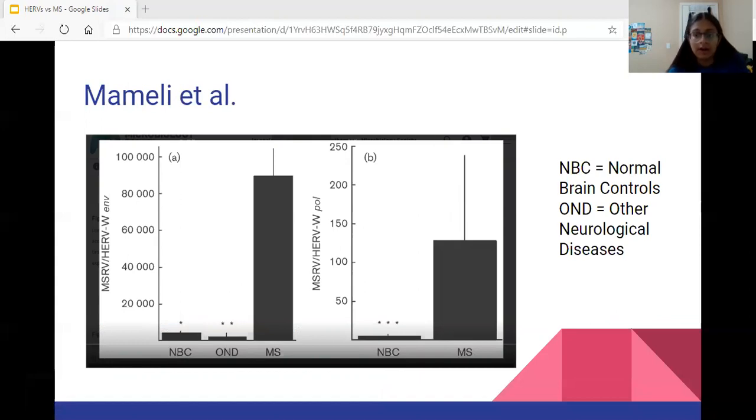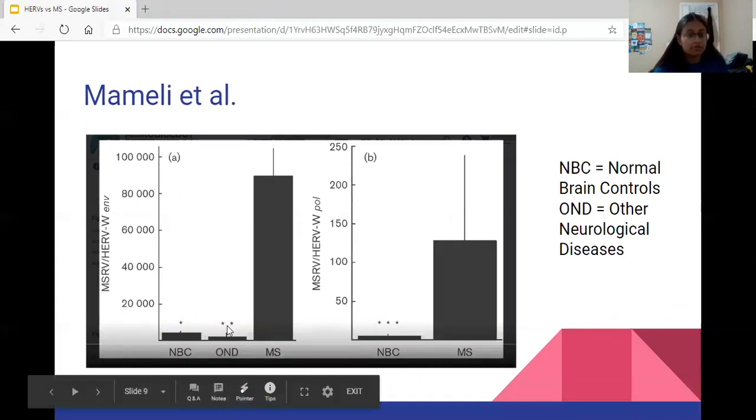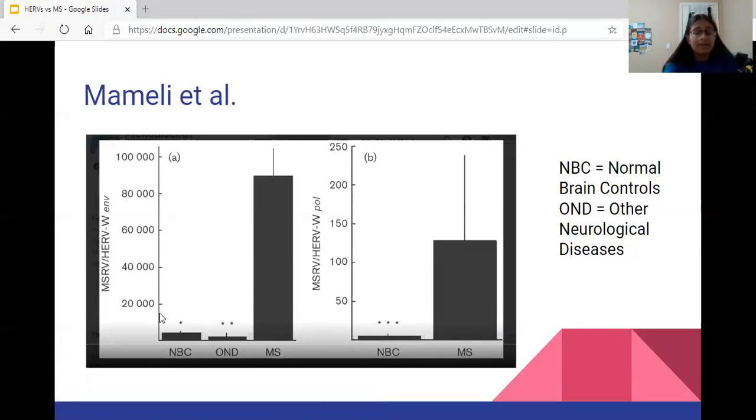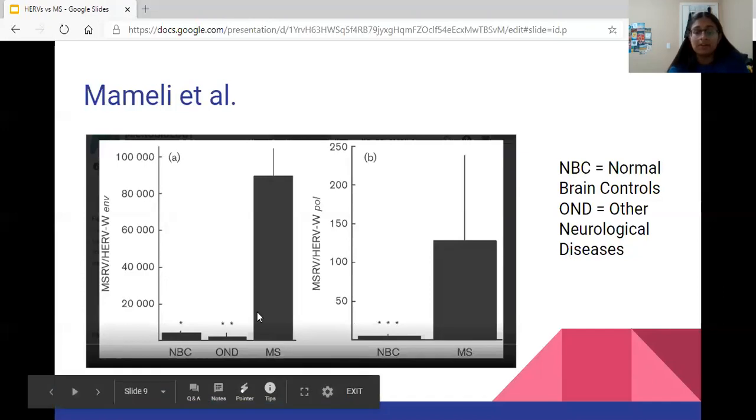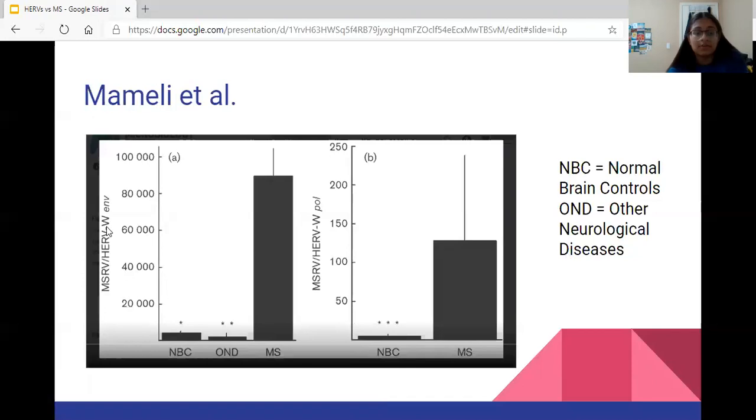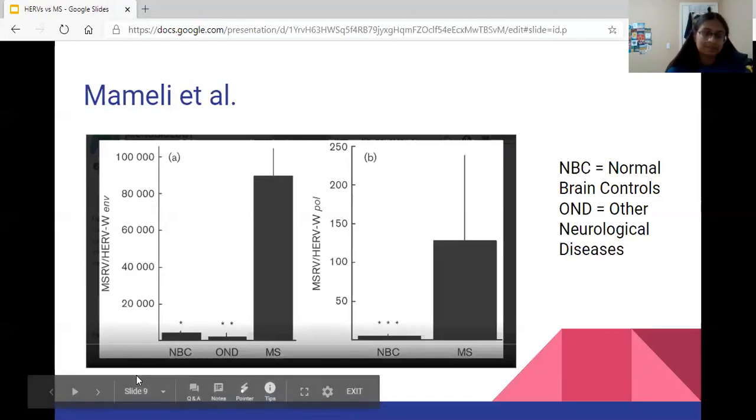So in this graph, you can see that there are 3 groups. NBC stands for normal brain controls, so that's your control group. OND stands for other neurological diseases, and MS obviously stands for multiple sclerosis. So there is a clear relationship between the prevalence of multiple sclerosis and the prevalence of ENV proteins.